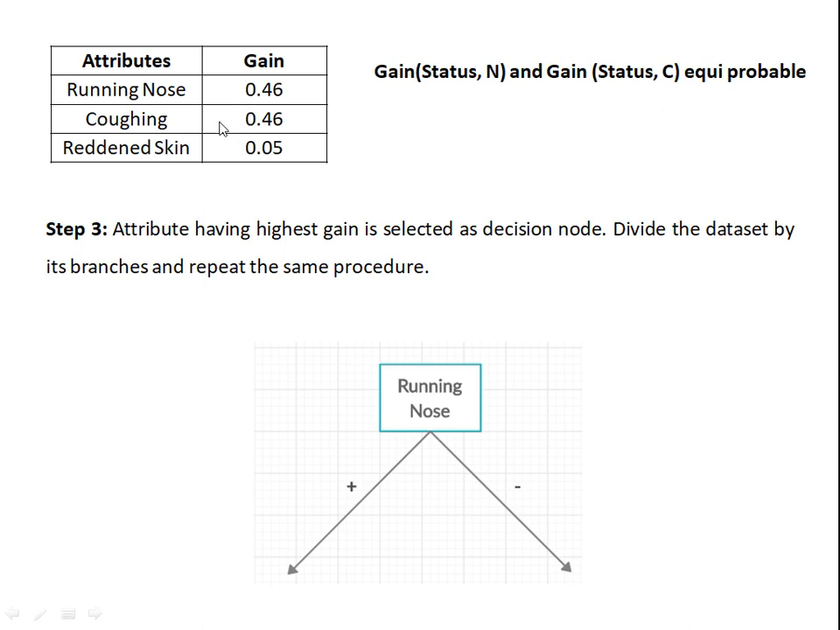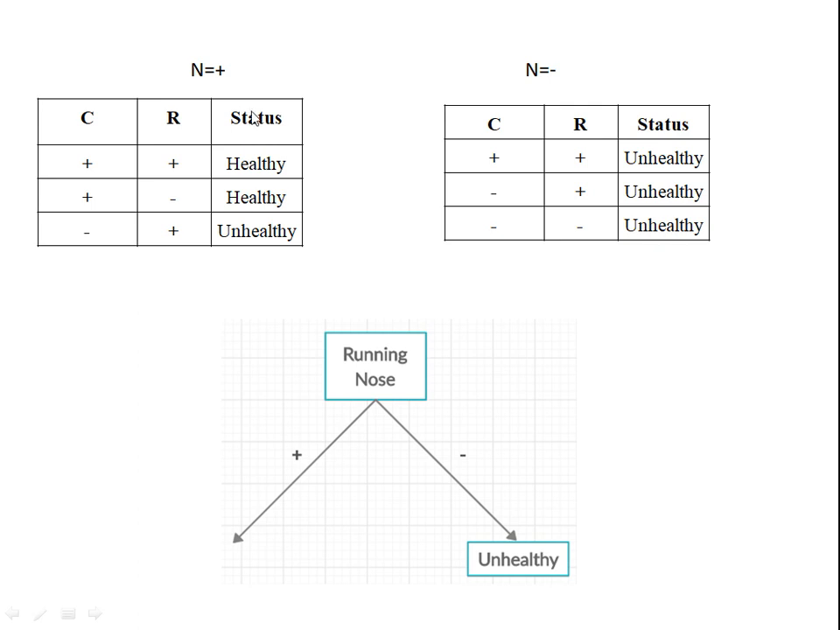Now the gain of the running nodes and coughing are the same, so we can select any one of the nodes as a decision node. Here I selected the running nodes as our decision node. Under running nodes, 2 categories are there, plus and minus. Here we are generating the tree incrementally, our database gets divided into smaller and smaller subsets. Now we require to create the table, that is for N plus and N minus.